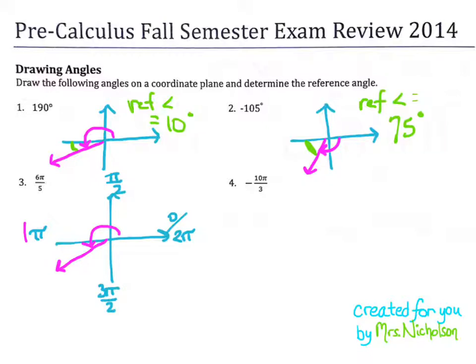6 pi over 5. Now to find our reference angle, the angle between the terminal side and the x-axis, we're going to subtract 6 pi over 5 minus 1 pi. And if I'm going to subtract, I need to have a common denominator, and so instead of 1 pi, I'm going to make that 5 over 5. And so 6 pi over 5 minus 5 pi over 5 would be 1 pi over 5, and so that's going to be my reference angle. Last one here.